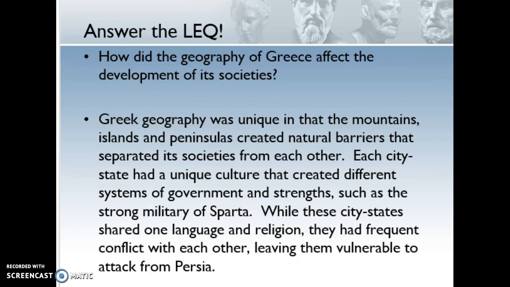Okay. How did the geography of ancient Greece affect the development of societies? Now, I'm taking up your LEQ. Please do not copy my words. Okay, that's not doing the work. This is here as an exemplar for you.